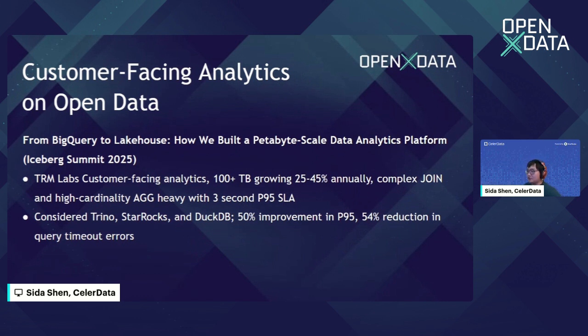And they were on BigQuery and they were running into performance bottlenecks. And then they moved to Apache Iceberg and they were picking a query engine on top of their Apache Iceberg lakehouse. They considered Trino, StarRocks, and DuckDB, right? And they finally picked StarRocks and saw 50% performance improvements in their P95 and a 54% reduction in query timeout errors.